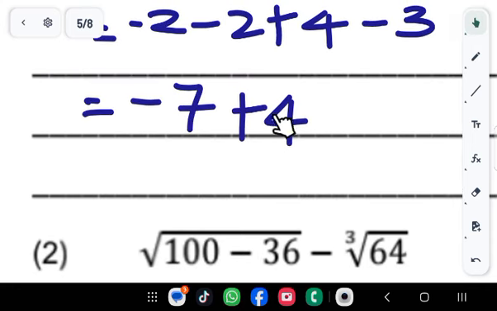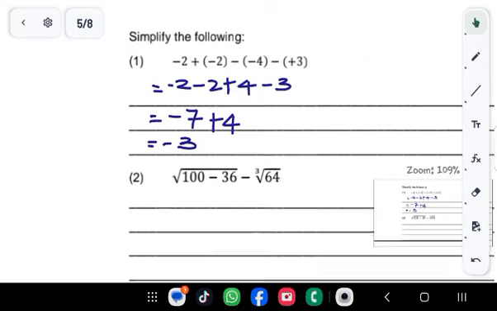It's like you're doing 7 minus 4, that will give us 3, but because this is bigger than that, the answer will be, instead of positive 3, negative 3. And that's how you add integers.